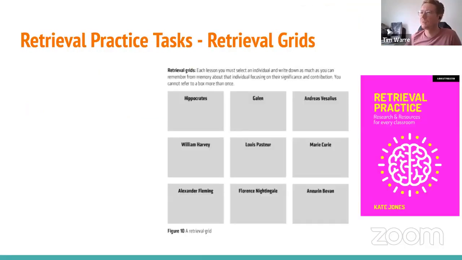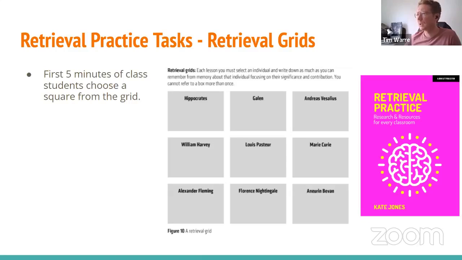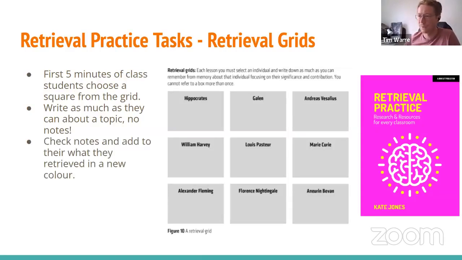Some other examples of retrieval practice tasks is something called a retrieval grid that's also taken from Kate's book. So what she does is she designs this retrieval grid. This one's specifically designed for famous people from history. And at the start of the class, she projects this grid onto the board, and they choose a square from the grid, and they have to write as much as they can about the topic without notes. Okay, so they spend 5 minutes or 3 minutes just scribbling down everything they can remember about Marie Curie or Louis Pasteur, for example.